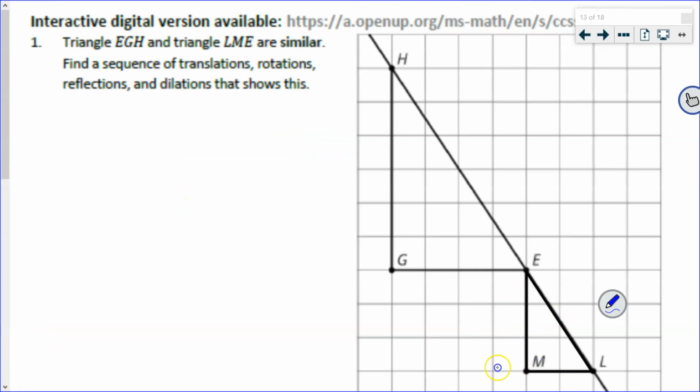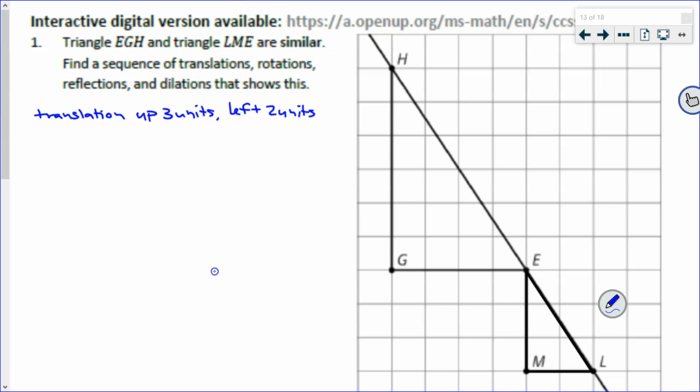Okay, get me started, please. What is the first move I need to make to move this triangle so it matches up here? Let's start with Zeta. Perfect. Up 3 units, left 2 units.